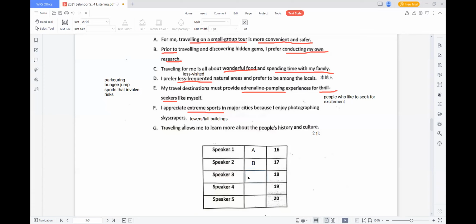Okay, speaker 3, the answer is E. So this person mentioned the sharp, thrilling experience, swimming, and also the sharp places. All these are called adrenaline pumping experiences. Okay, it's E. Speaker 4.